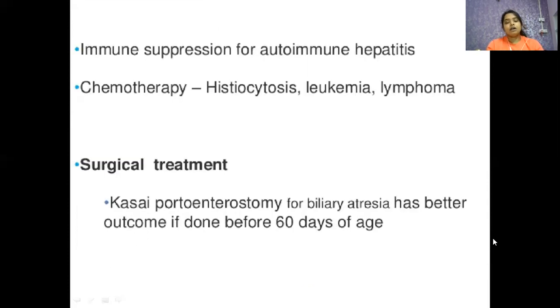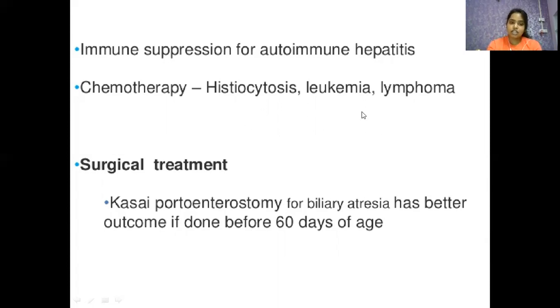Now immune suppression for autoimmune hepatitis. It is important: in autoimmune diseases, immune suppression may be given. And chemotherapy for histiocytosis, leukemia, and lymphoma; leukemia and lymphoma require chemotherapy.